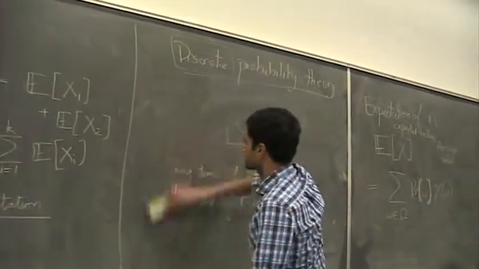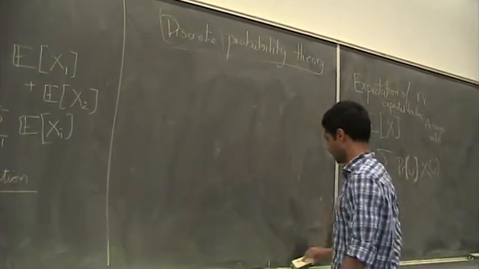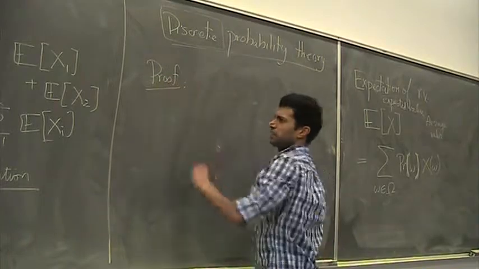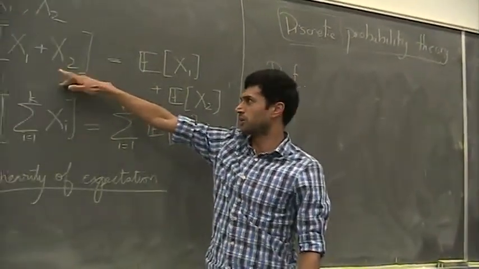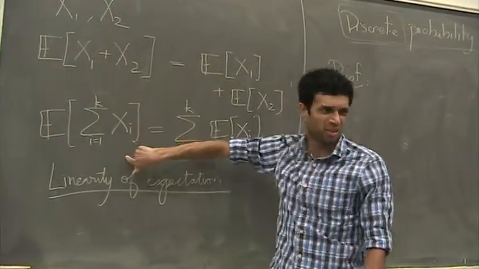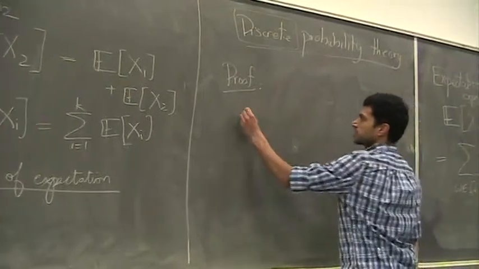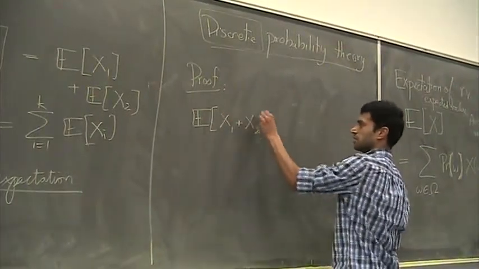So let's actually prove linearity of expectation. We'll just prove the case with two of them, and then you can use induction to get there. The proof is actually not even much to say. It's simply just write everything down.